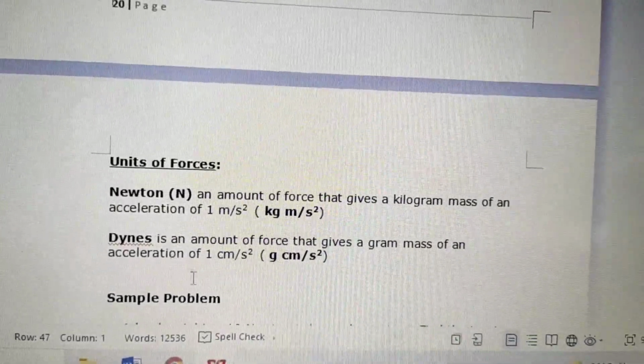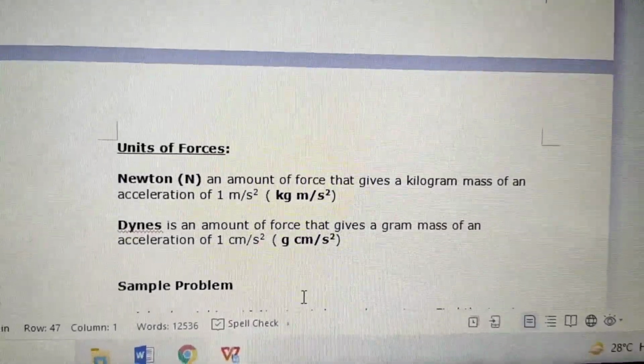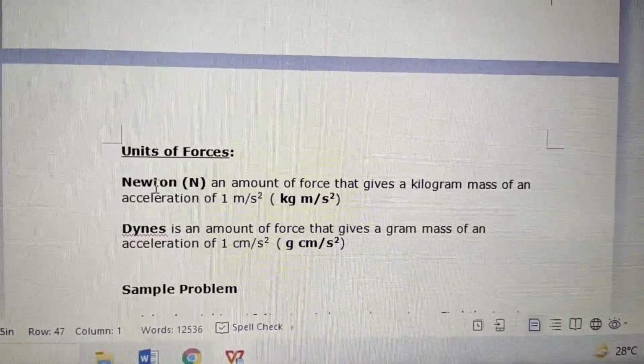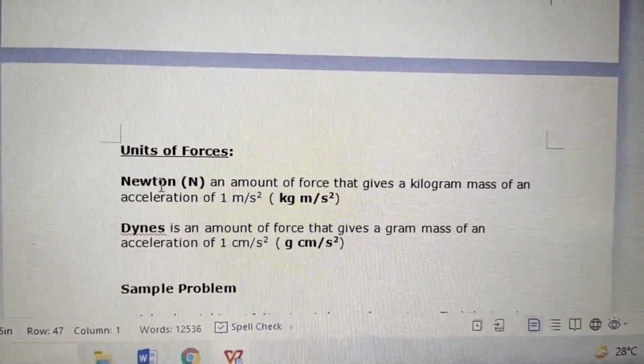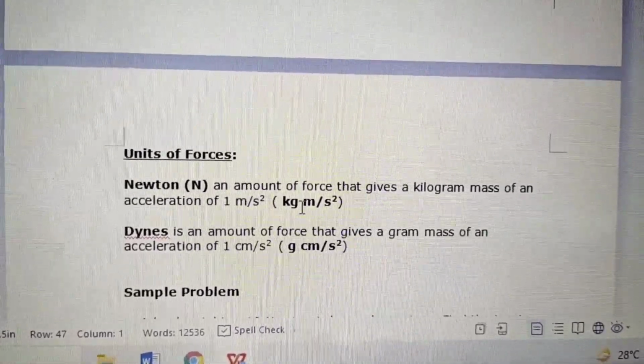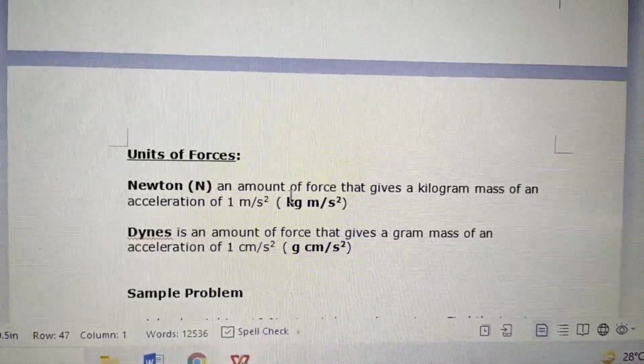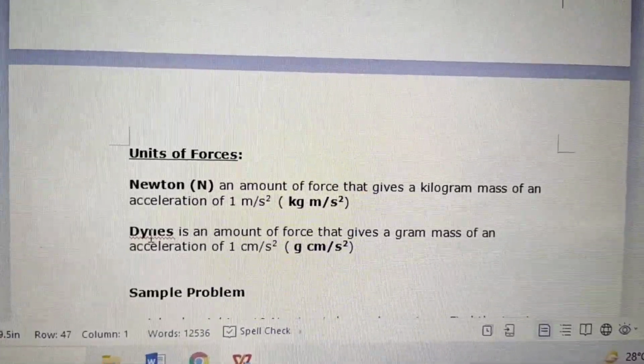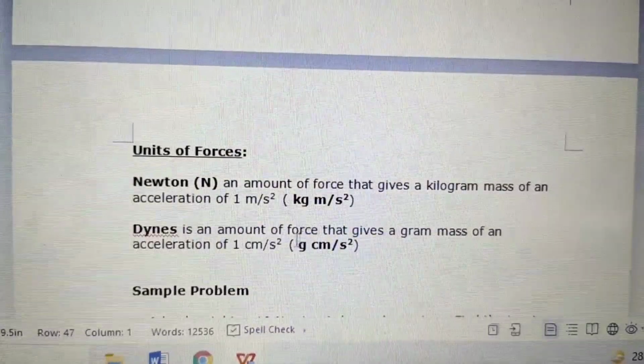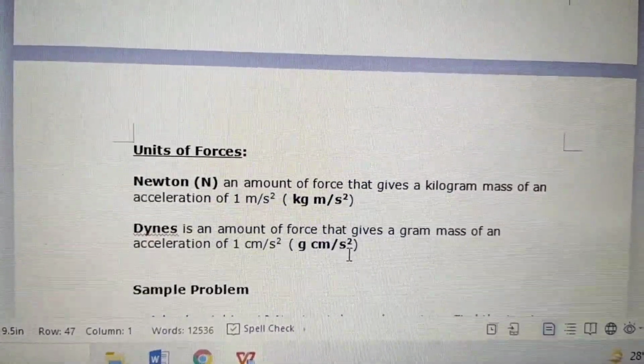For the unit of forces, we have two, newtons and dynes. Newton is otherwise known as kilogram meter per second squared. And dyne is otherwise known as gram centimeter per second squared.